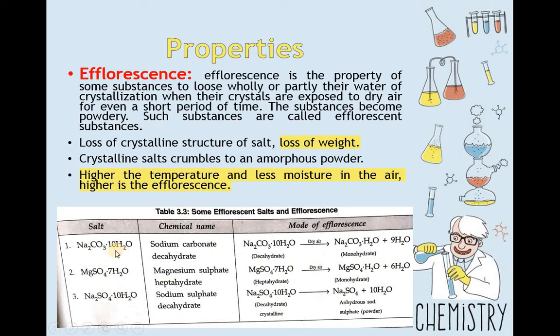Here copper sulfate.5H2O is also an example. I have given some other 3 examples, but copper sulfate.5H2O is also an example. Crystalline salts crumble into an amorphous powder. If the temperature is higher and there is less moisture in the air, higher will be the loss of water, or efflorescence.